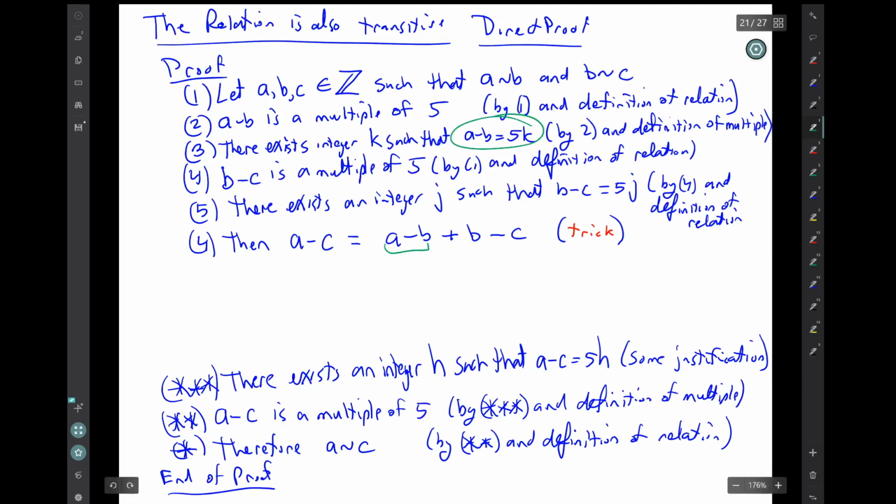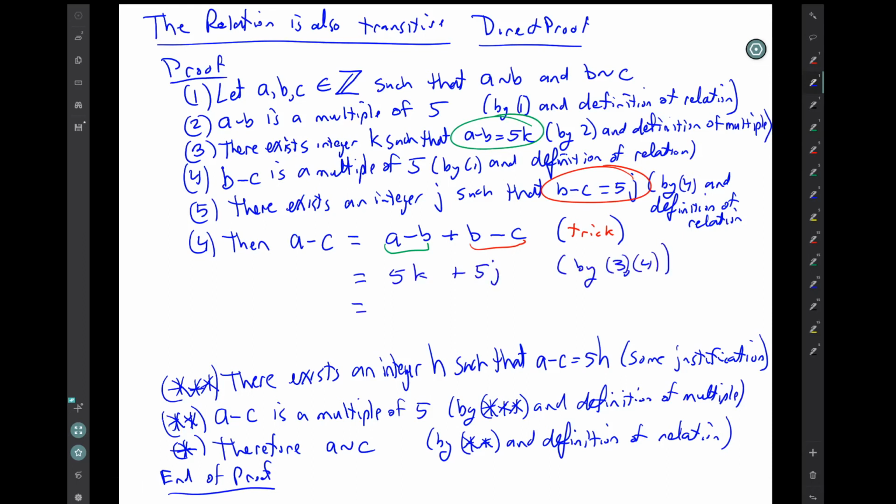A minus B is 5K. We know what B minus C is. B minus C is 5J. Now look where we're trying to get. We're trying to get to this. We want A minus C to equal 5H.